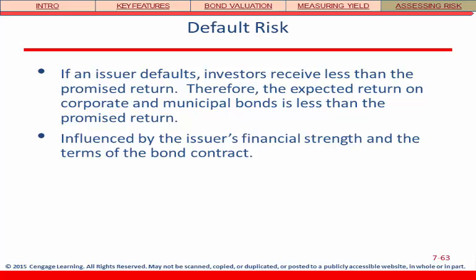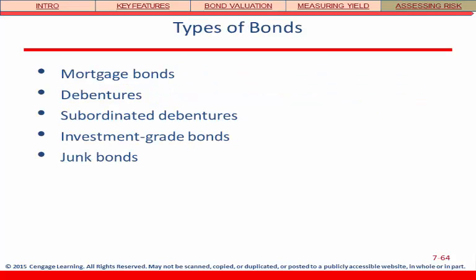The default risk is also going to be influenced by the issuer's financial strength and the terms of the bond contract. Okay, so it depends on what those exact terms in that bond contract are as well. So let's go over the definitions of these different types of bonds dealing with some different types of default risk.